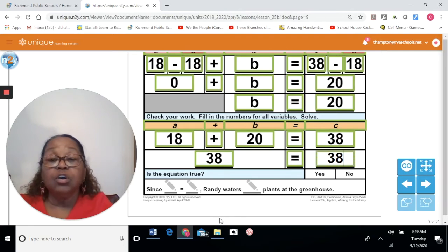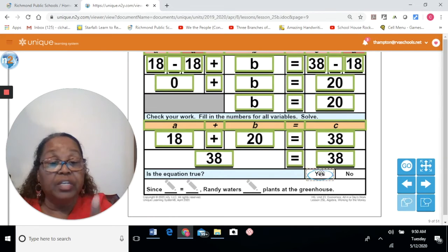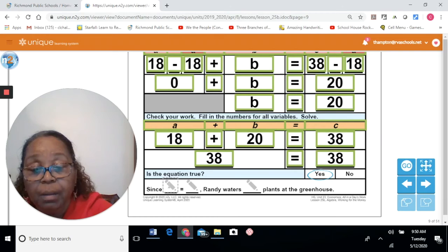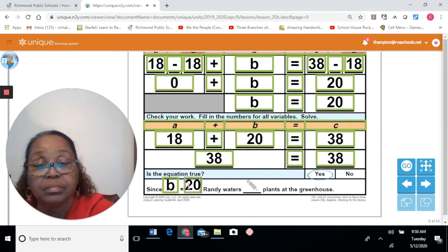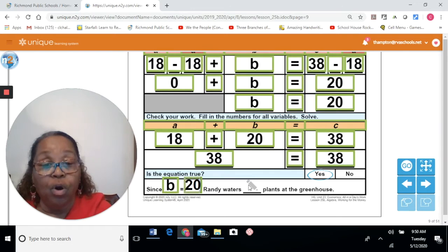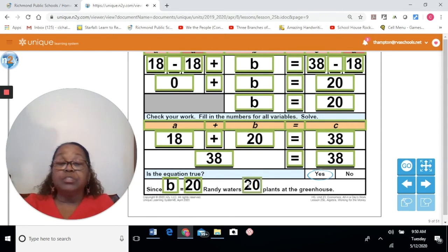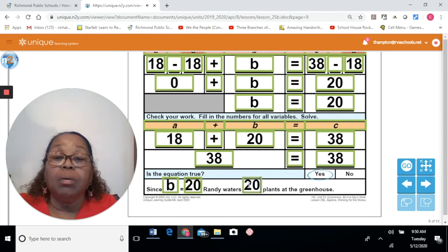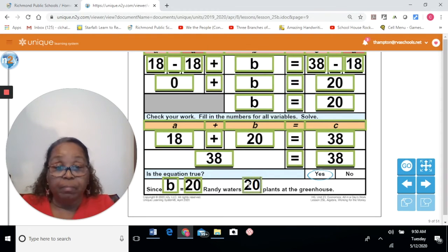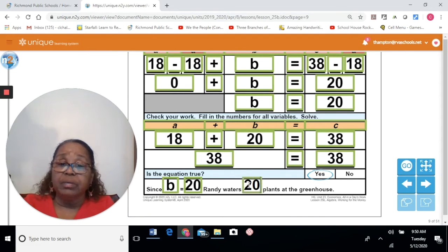Okay, is the equation true? Well, yes, it's true because 38 equals 38. That is a true answer. So since B equals 20, Randy waters how many plants? 20. That was the question. How many plants does Randy water? All right. Whew. We went through that kind of quickly, didn't we?